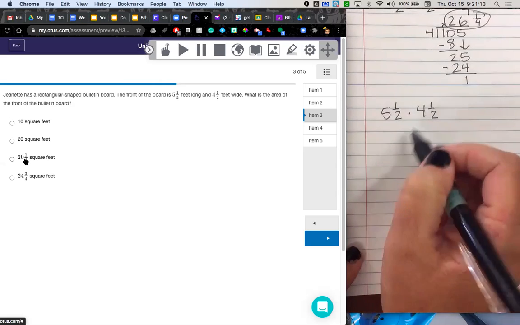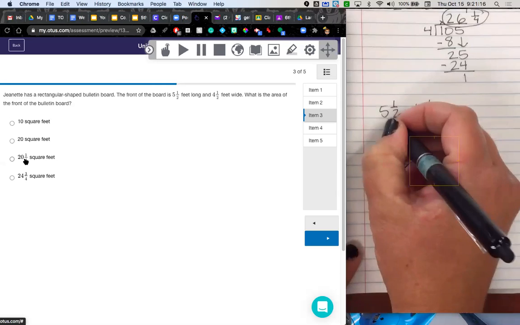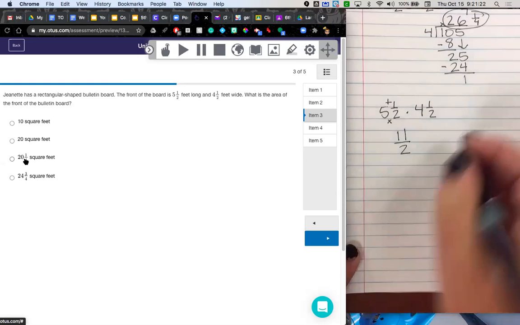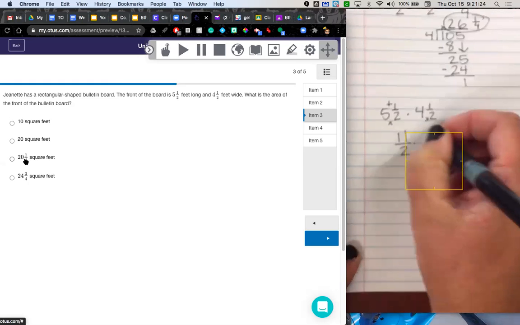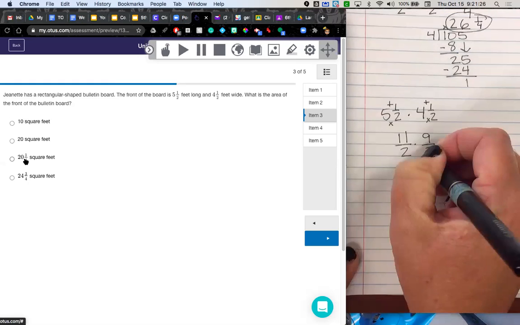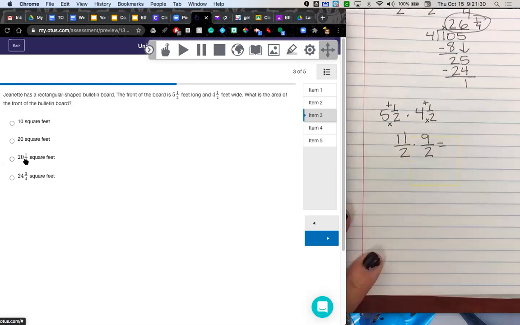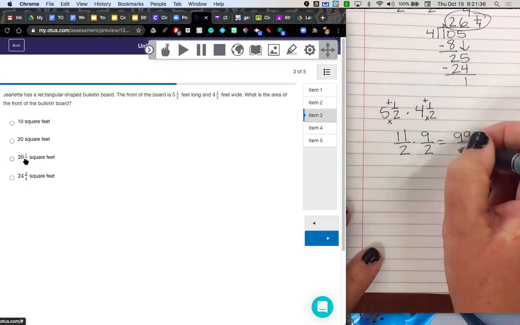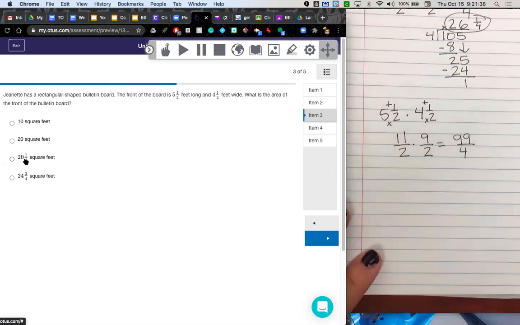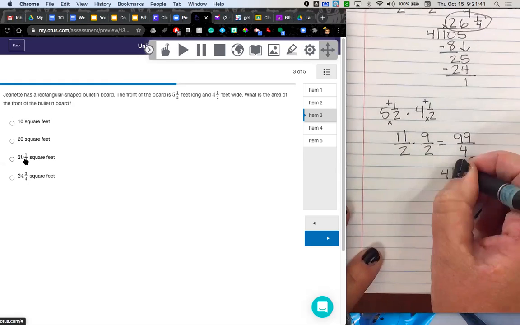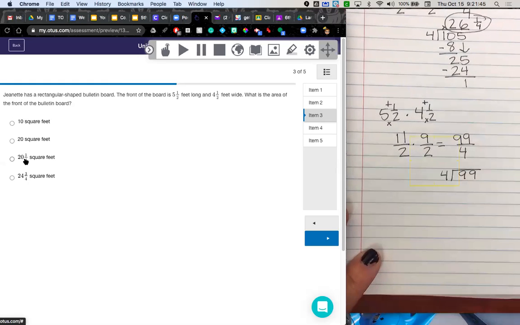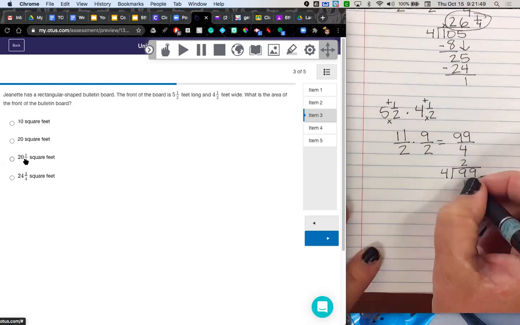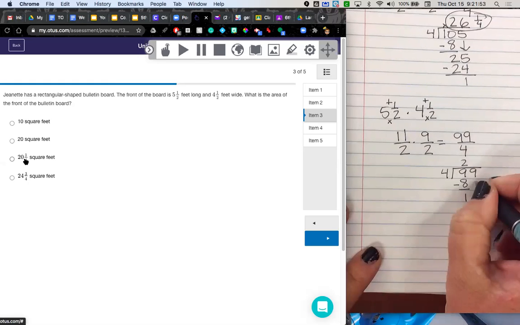You have to change these to fractions greater than 1. 2 times 5 is 10, plus 1 is 11 over 2. 4 times 2 is 8, plus 1 is 9 over 2. What's 9 times 11? 99. What's 2 times 2? 4. Okay. I have to change this back, right? I have to say how many times can 4 go into 99? 4 goes into 9 2 times. 2 times 4 is 8. Subtract, I have 1 left over. Let me bring down that other 9.